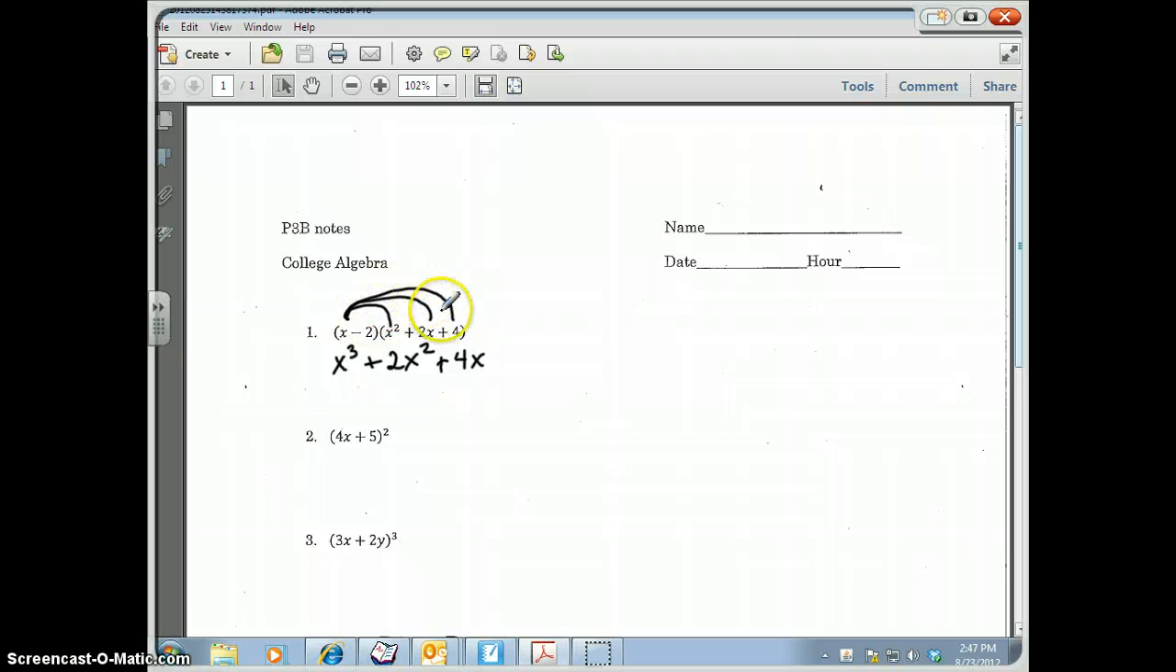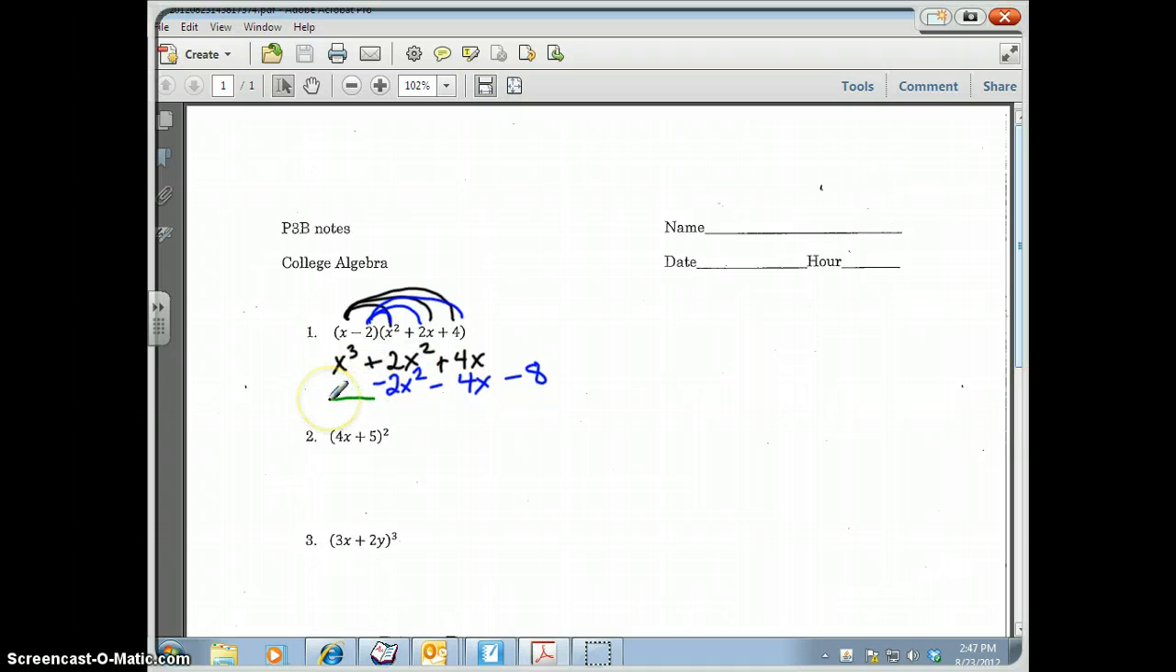Next, we're going to take negative 2 times every term in the second polynomial. So negative 2 times x squared is negative 2x squared. Notice how I wrote it directly underneath the first one so that we can keep those terms lined up. Negative 2 times 2x is negative 4x. And then negative 2 times 4 is negative 8.